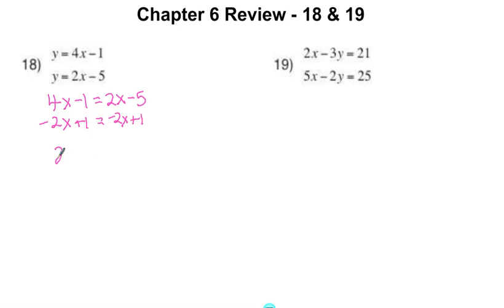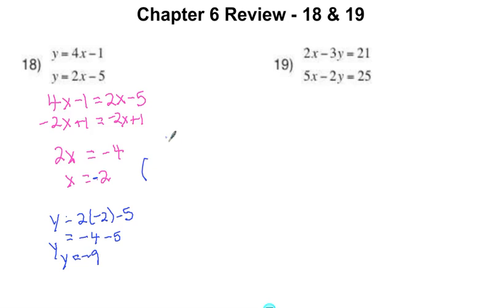And so I'm going to go ahead and get 2x equals negative 5 plus 1, which is negative 4. So x equals negative 2. When I plug it back in, and it doesn't matter which one, I'm going to pick this one just because that's only multiplying by 2. So I get y equals 2 times negative 2 minus 5. So that's negative 4 minus 5, right? And so y is negative 9. And so your answer here is negative 2, negative 9.